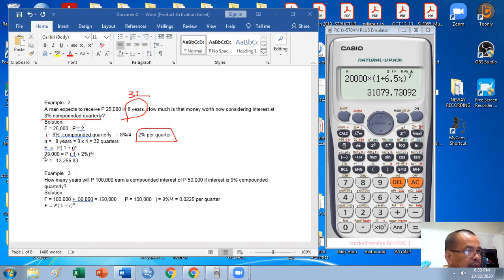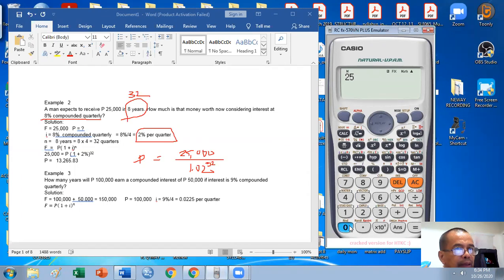So, look at this formula. 25,000 is P times 1 plus 2% to the 32. And how do you solve for P? So, your P is 25,000 over 1.02 raised to the 32. So, that is 25,000 divided by 1.02 raised to the 32. Okay, you get this value, 13,000.